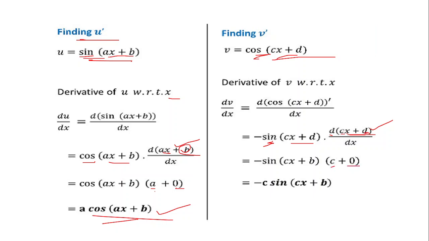constant differentiation is always 0. So the final answer will be minus c into sine of cx plus d. It is not b, please change it, it is d. Okay.